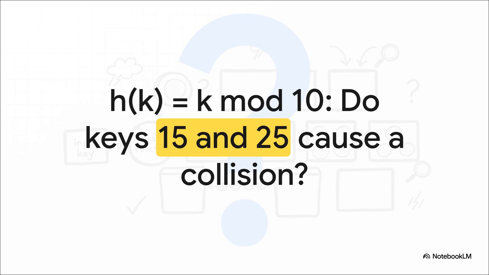Okay, let's make this crystal clear with a simple example. You know, the kind a professor would definitely put on an exam. Let's say our hash function is just k mod 10. It takes a number and gives us the remainder after dividing by 10. So what happens with the keys 15 and 25? Go ahead, pause the explainer, and see if you can figure it out yourself.